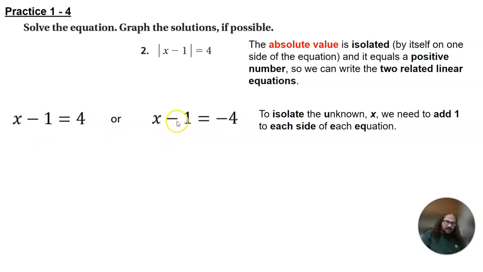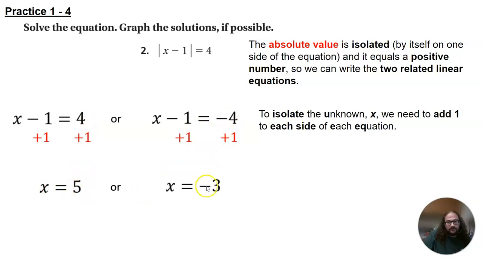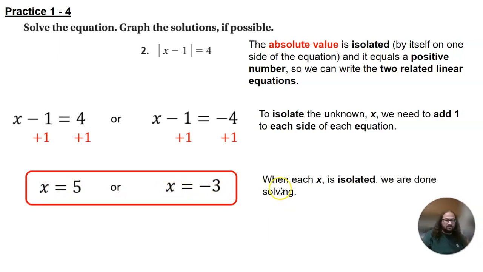Now we still want to get x by itself, and in order to isolate, we're going to have to get rid of this minus 1. So we're going to add 1 to each side of the equation, and we'll do that to both equations. So 4 plus 1 is 5, so we get x equals 5, or negative 4 plus 1 is negative 3. So we get x equals 5 or x equals negative 3, and our x is isolated, so we are done solving.